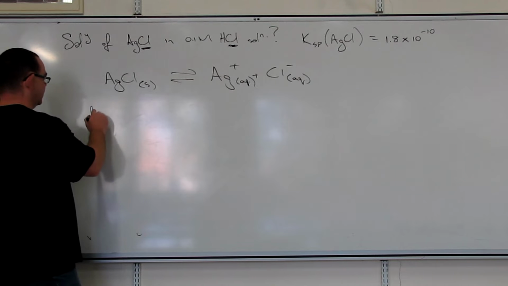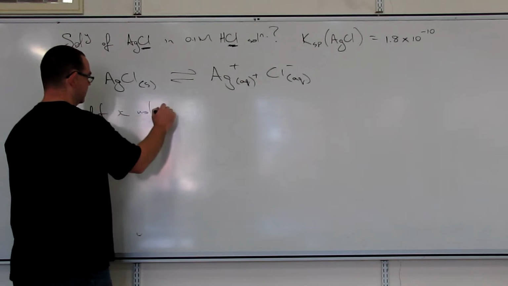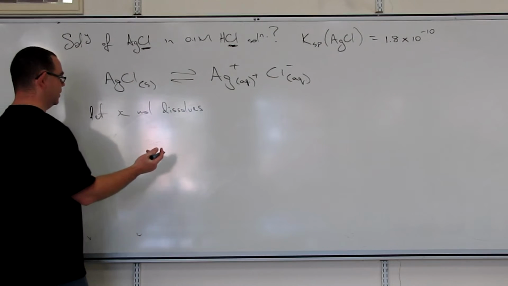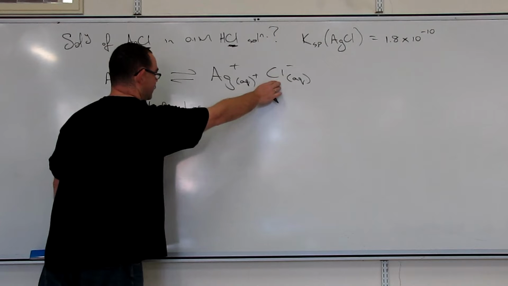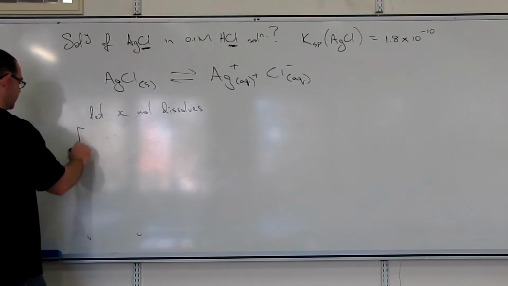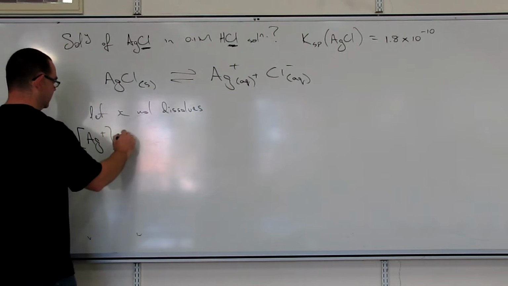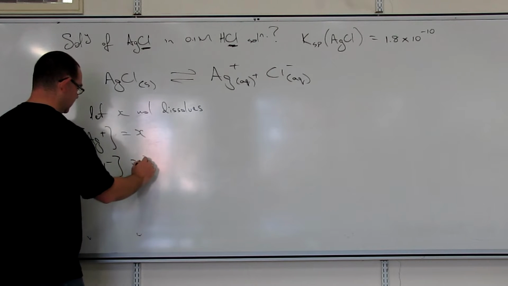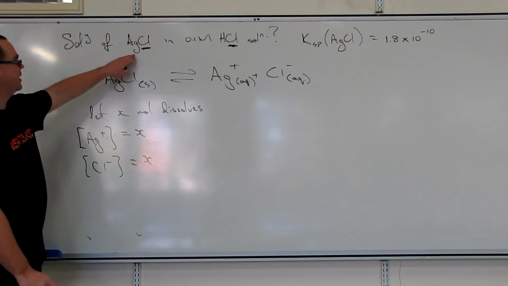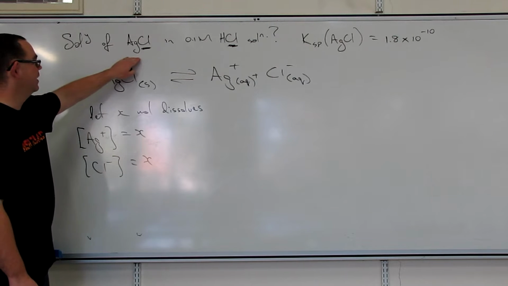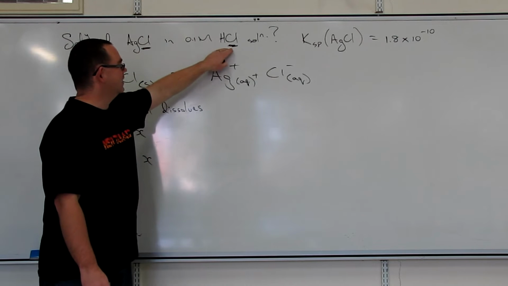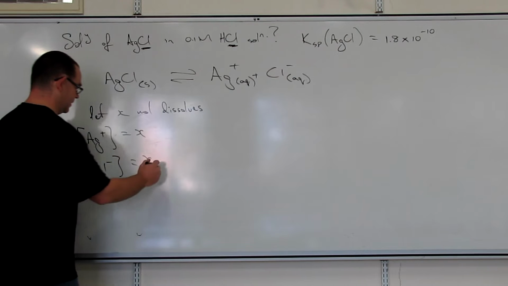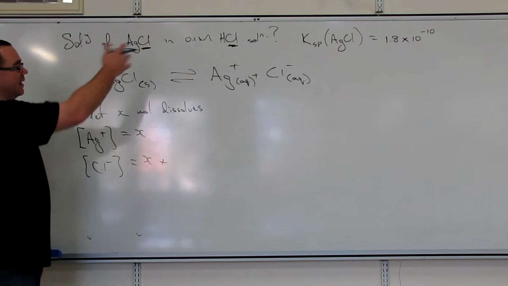So we can start by saying, if X mole dissolves, then we've got X mole of silver ions and X mole of chloride ions. So our concentration of silver is X mole, concentration of chloride is X mole. Now this is just from your silver chloride. But of course we've got the acid as well, so we're getting more chloride ions. Now it's actually X plus whatever we're getting from the acid.